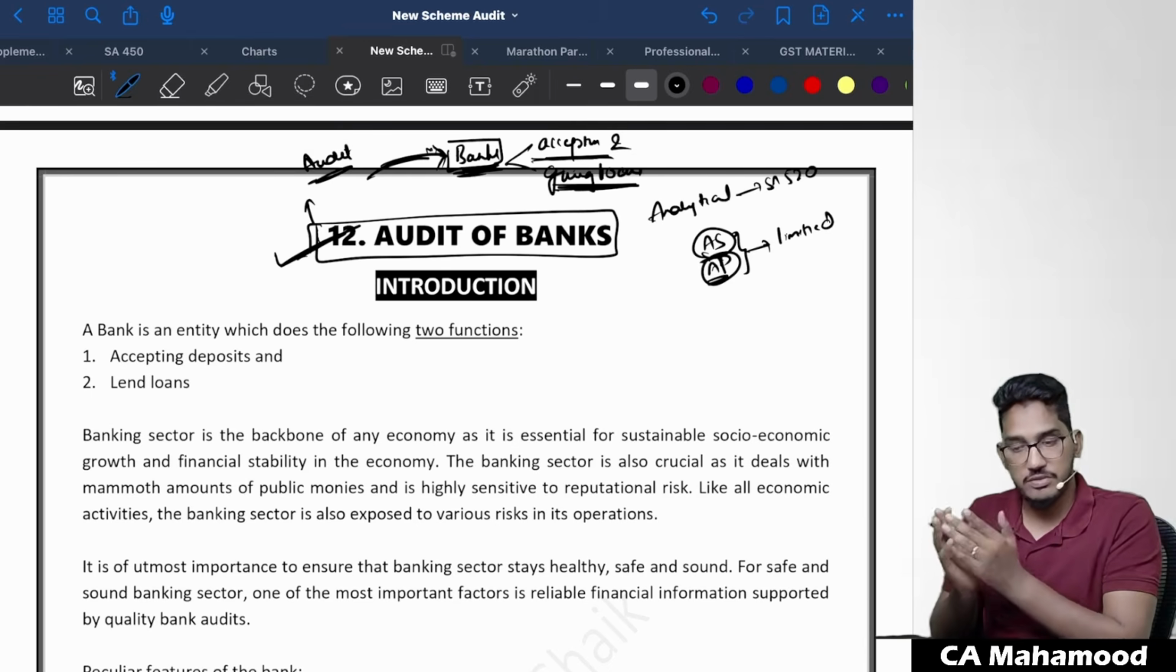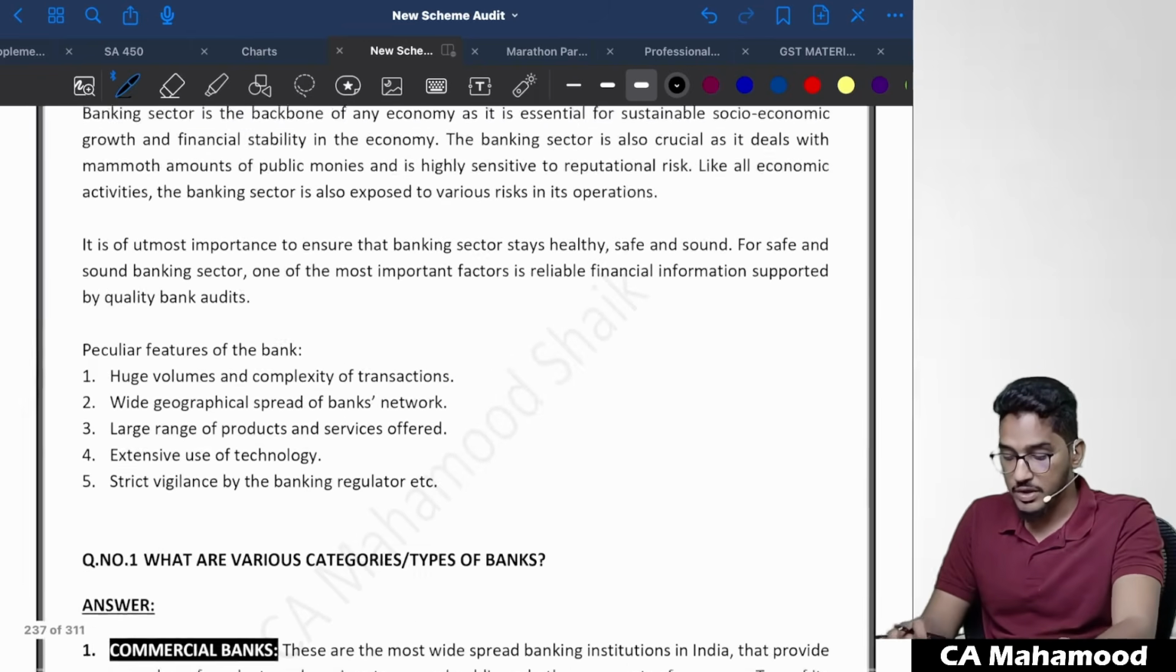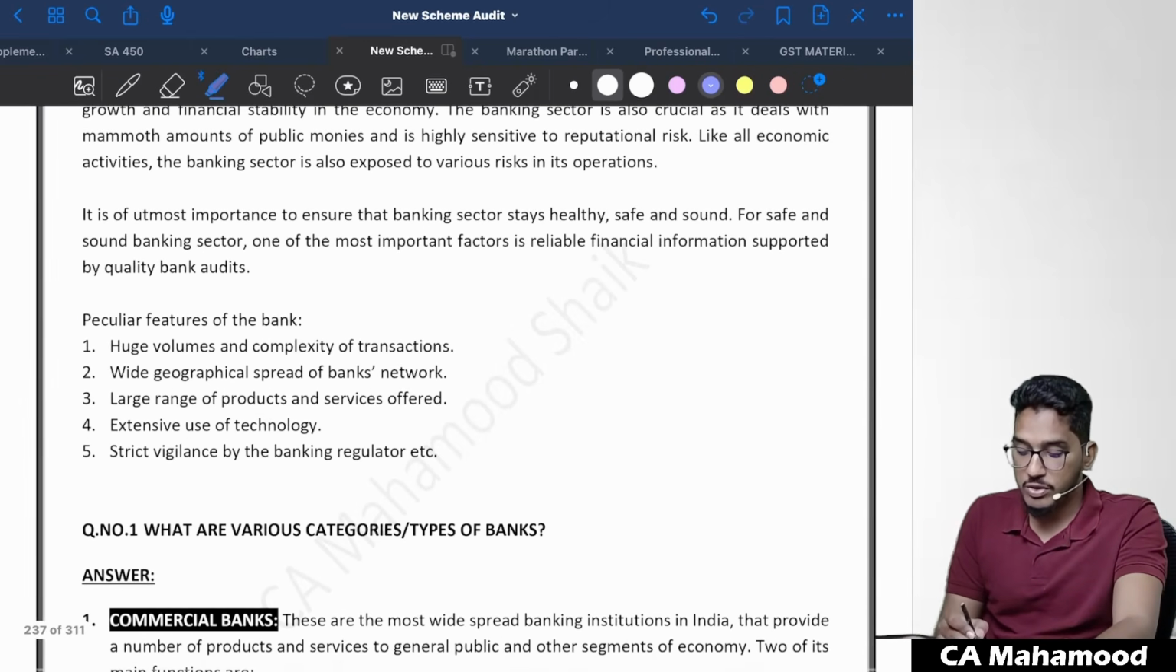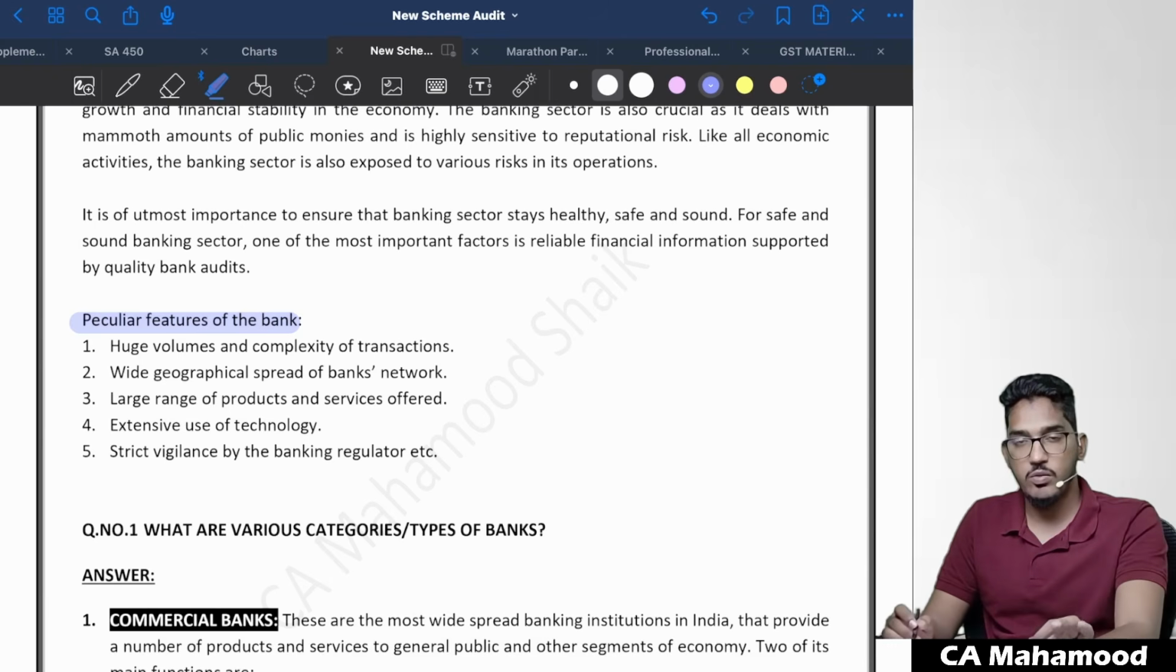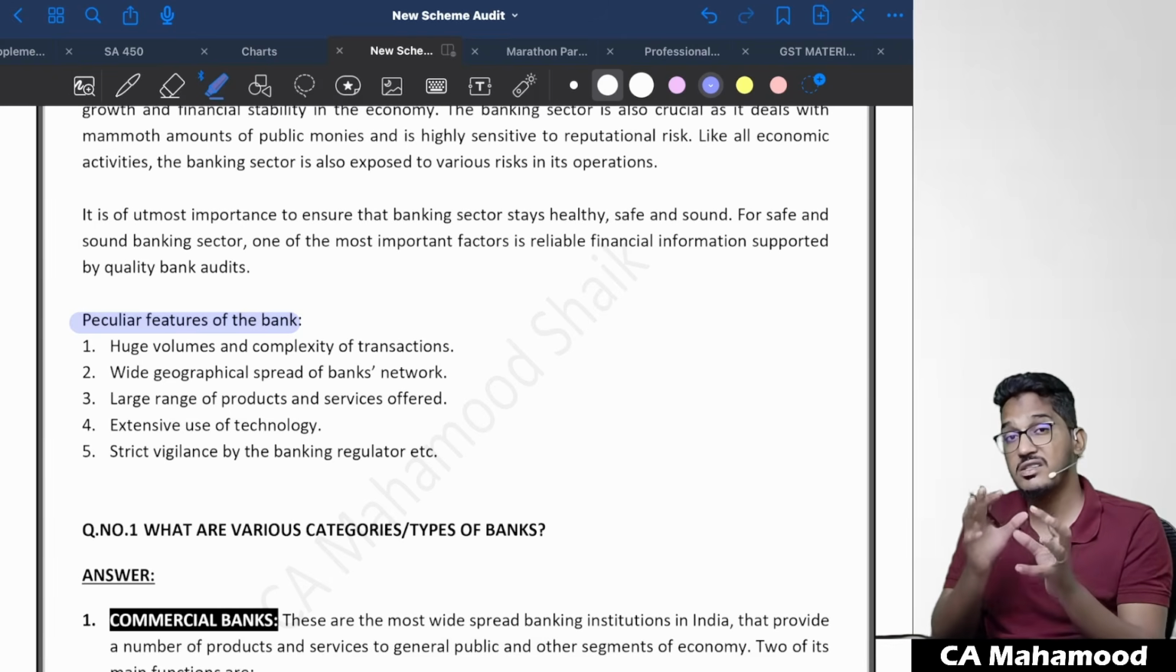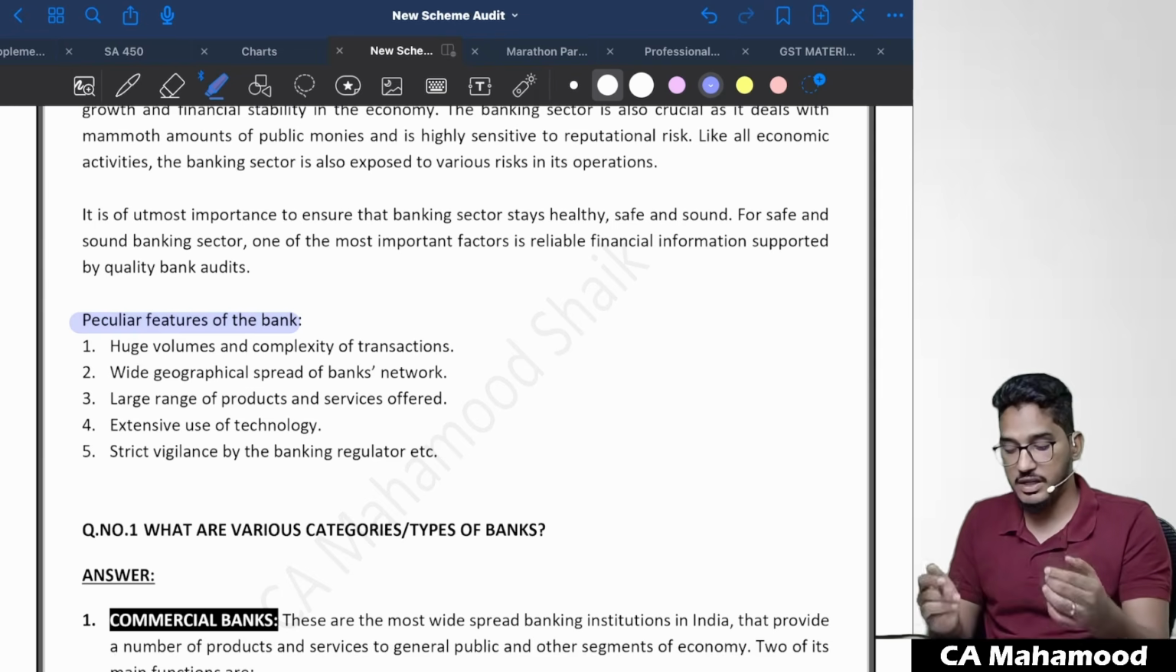So without any further delay, let us try to understand. First thing, as you could see here, you will be able to find something called peculiar features of the bank. What are the key features of the bank? What are the distinguishing features of the bank?